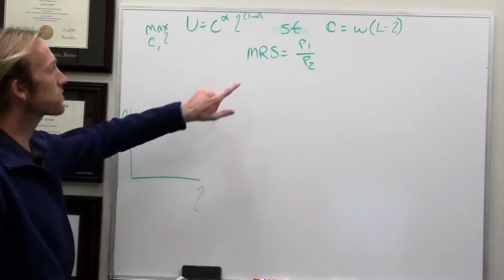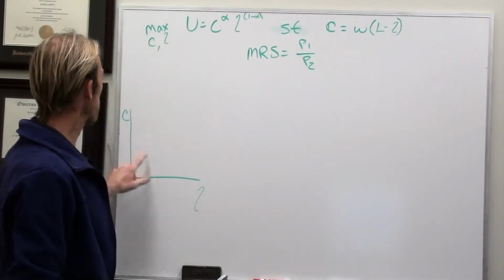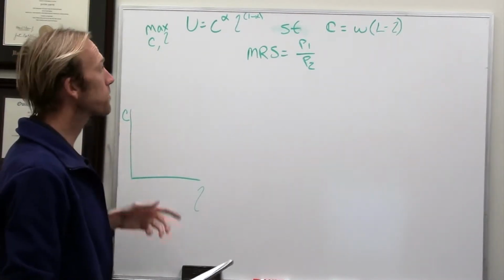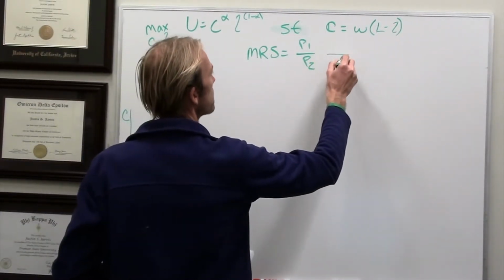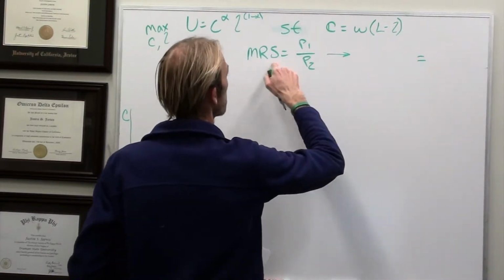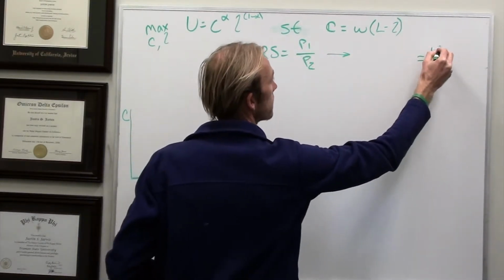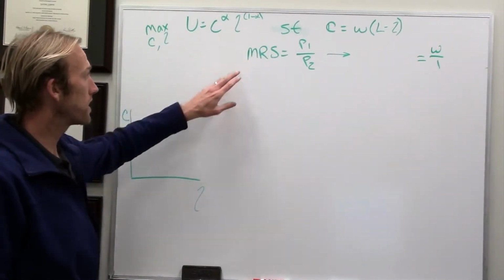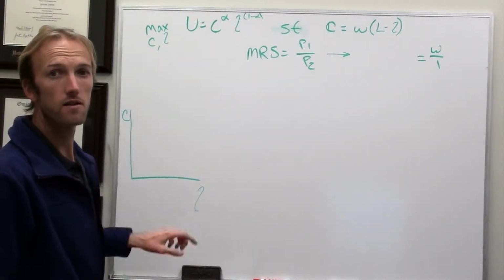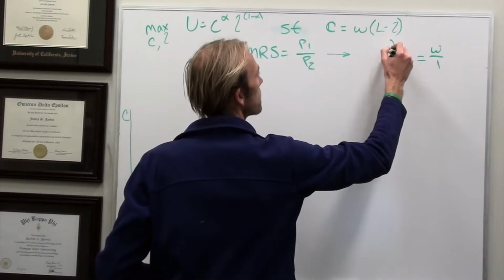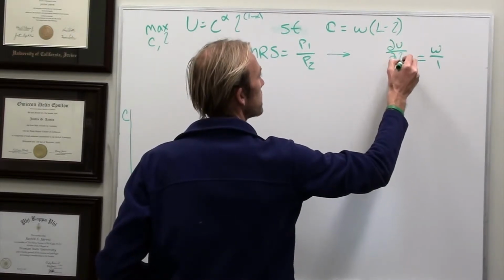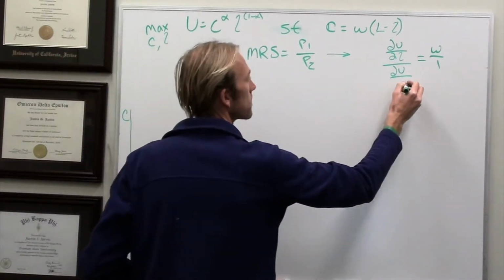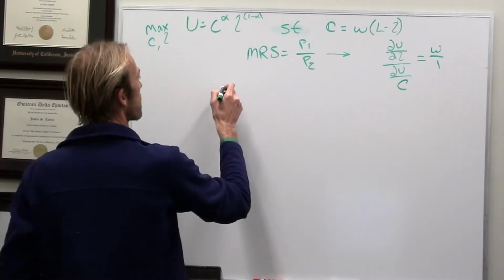So what is the price of leisure, P1? Well, that's wage. And what is the price of the composite good consumption? Well, that's 1. So in this case the MRS is equal to wage over 1. And what's the MRS going to be? Well, normally the MRS is partial U, partial X1. But in this case, X1 is being taken up by leisure. So it's going to be partial U, partial leisure, divided by partial U with respect to consumption.